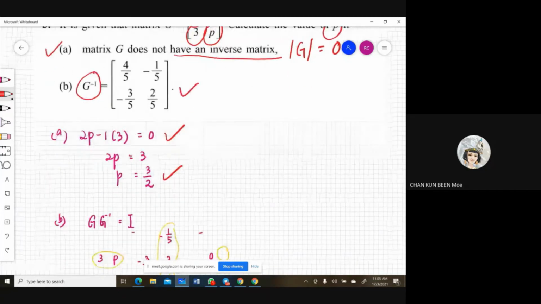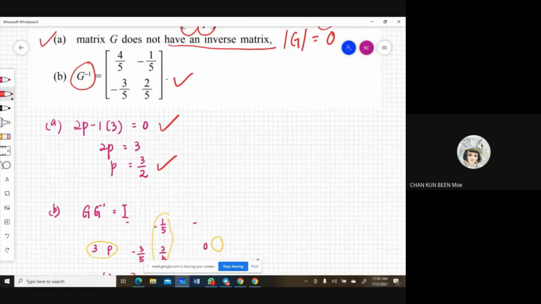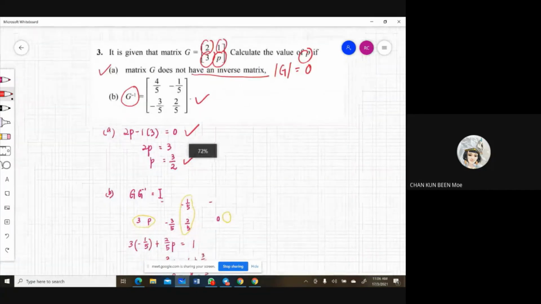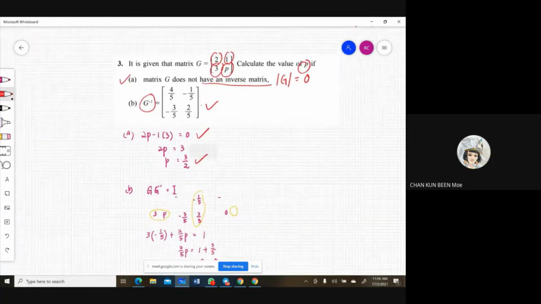What we do is, when you multiply the matrix with its inverse matrix, we get an identity matrix. So when you are given the inverse matrix of G, you have to look for G. From the equation given, you can see from the top here.